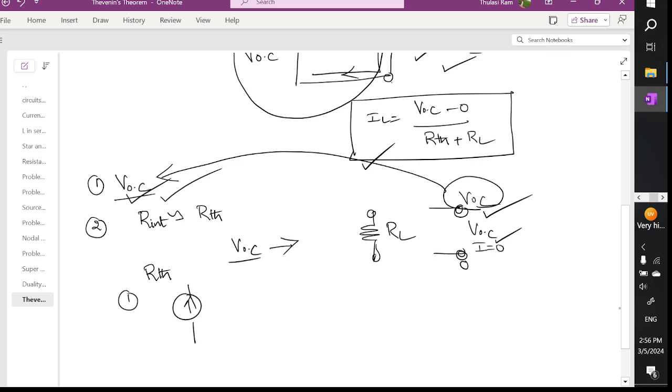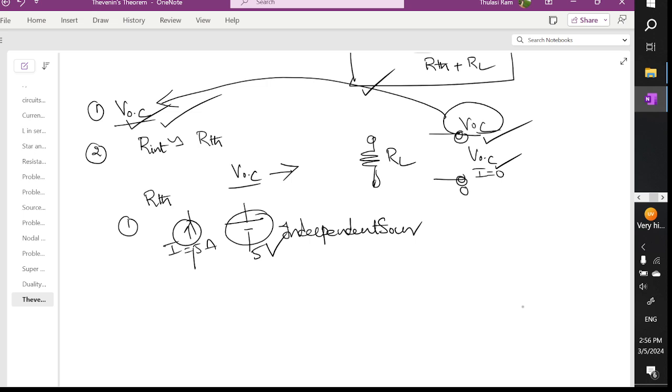So this is the current dependent source, and this is a voltage source. These two are independent sources: one is a voltage independent source and the other is a current independent source. When you have independent sources, the formula is to replace the independent sources with their equivalent circuit. For example, you have an independent source of 5 volts, so you deactivate this.